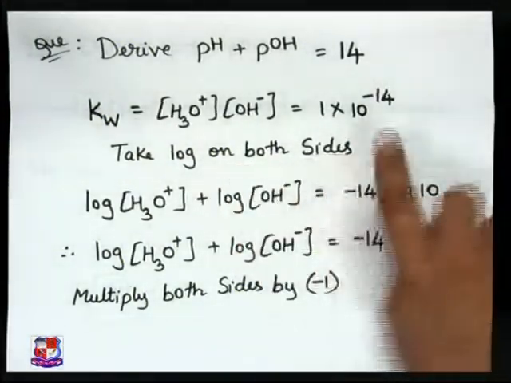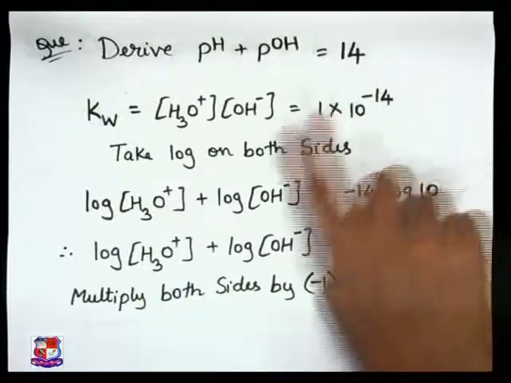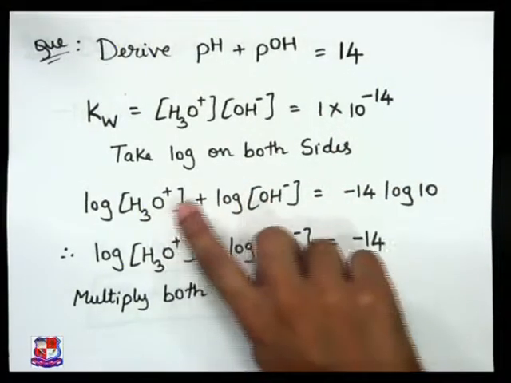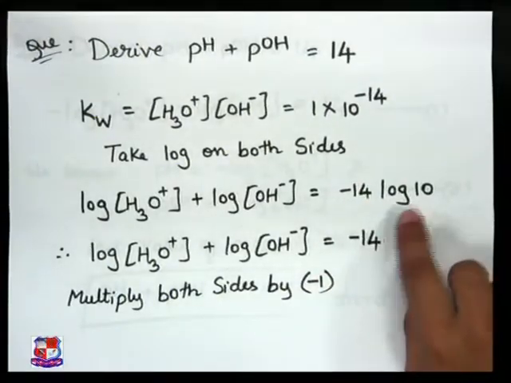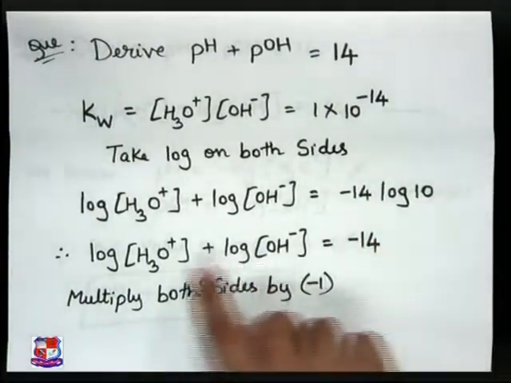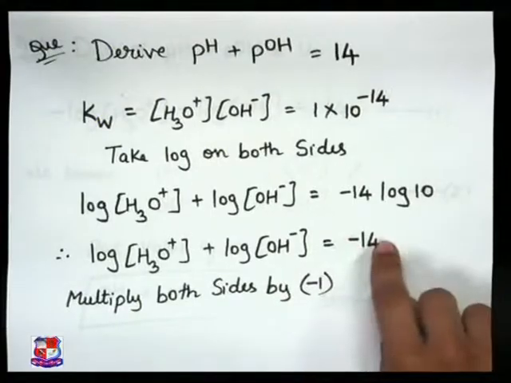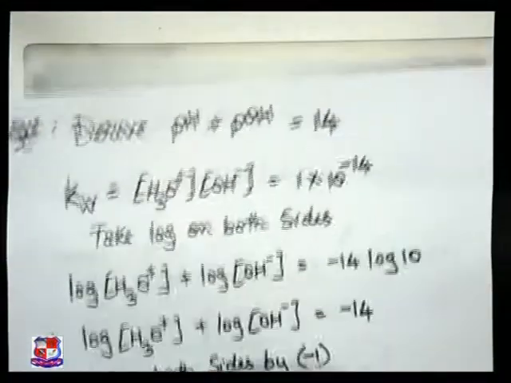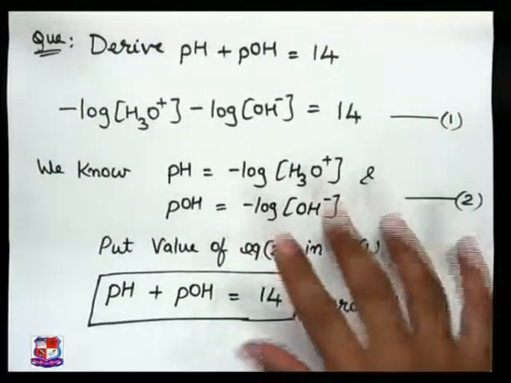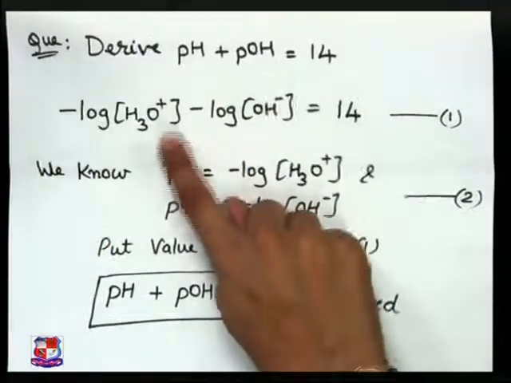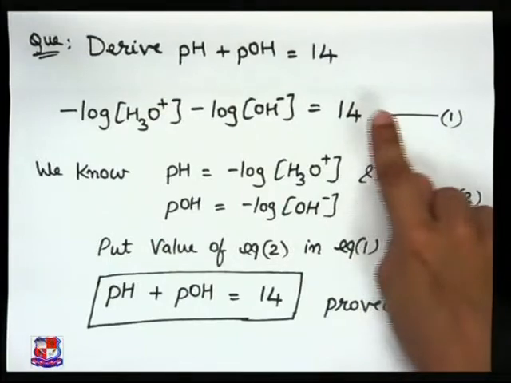Then we simply take logs on both sides. After taking the log, what will we get? Log of this plus log of this equals log of 10^-14, that is minus 14 log 10. Log 10 is 1, so we get minus 14 here. Now I multiply both sides by minus 1. When I multiply by minus 1, I get minus log of H3O+ minus log of OH- equal to 14.